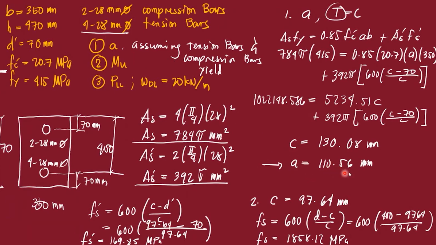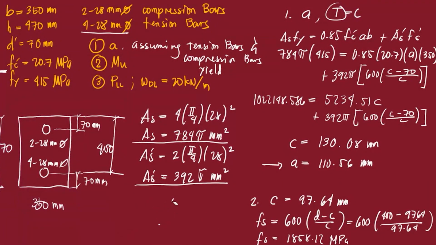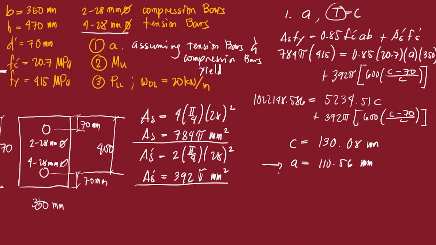This is 110.56. Okay? But the value of A we had earlier, we assumed that the tension bar and compression bar yield. But that one was 82.99, 82.99, di ba? So our answer here is 82.99 mm, as that is what the problem instructs. Okay? If the problem instructs, this is your answer.